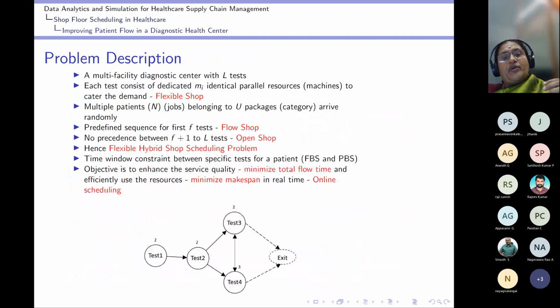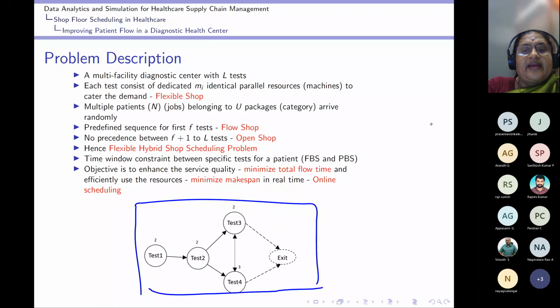If I look at the problem description, what I have highlighted here is the typical thing. I enter, I get a test. So this could be just my blood test. After the blood test, I might want to go for another, say, treadmill test. And I could either go to test 3 or test 4. If I finish test 4, I could go to test 3. If I finish test 3, I go to test 4 and then I exit.